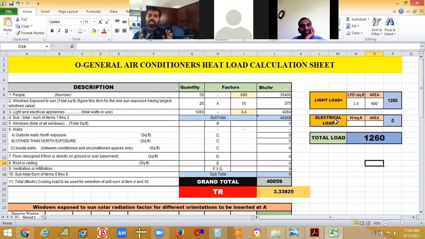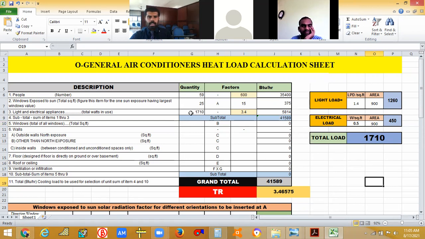If you didn't get it, just assume and give how much electrical load you can. There won't be big electrical loads in the classroom, so just give 0.5. That might be enough. 0.5 watts per square feet, and area is 900. So you will be getting a total of 1710. 1710 is our total electrical and light load. This 1710 will automatically be seen here.